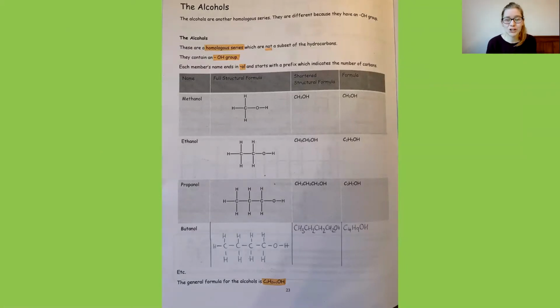You can go to page 23 in your booklet now and you can fill it in. The bottom line where it says butanol. So I've shown you how we can draw out butanol and then the shortened structural formula and the formula. So you can make sure that that is complete now.